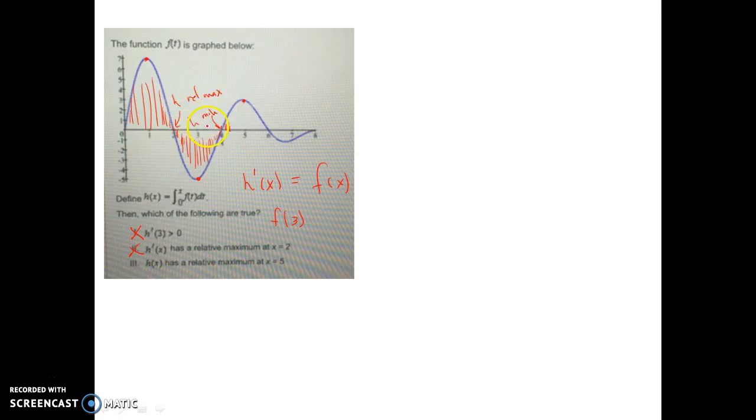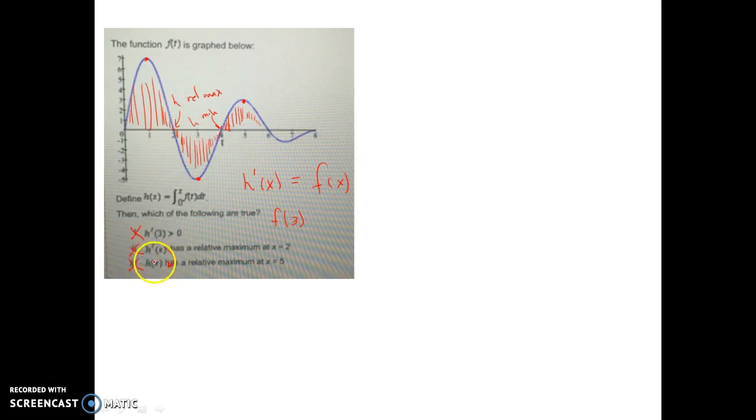H does. Now we're adding area, adding area, adding area. After this point at 5, we keep adding more area. So this is not a relative maximum for h, not for the integral. For the original function, yeah. So this one is wrong. So none of these are actually true.